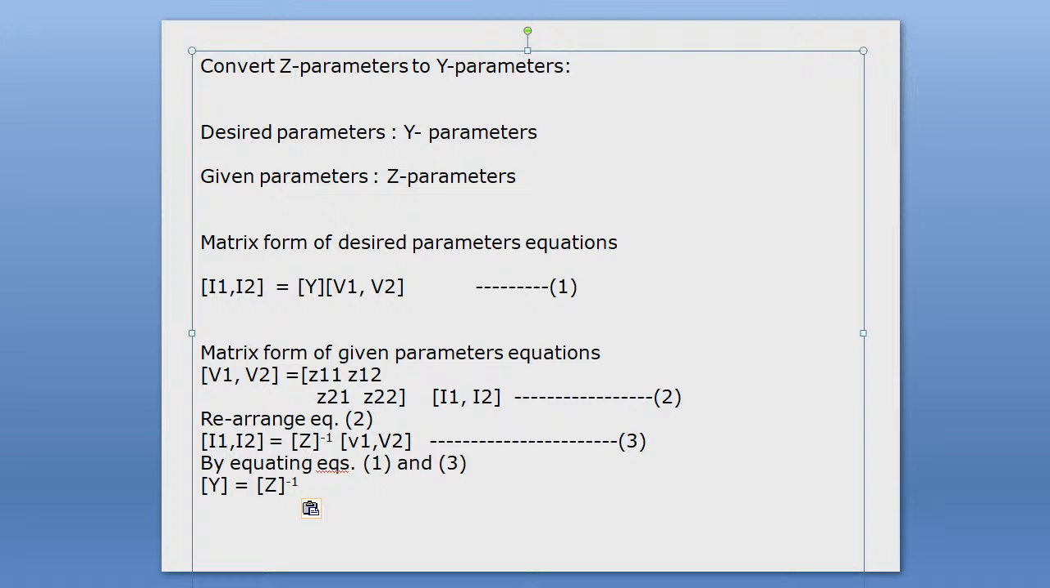After that, we have rearranged the given parameter equation in such a way that it is similar to the matrix form of equation 1. Then we make them equal by comparing equation 1 and 3. We can write the Y parameter is equal to the inverse of the Z parameters, and I hope all of you know the procedure for calculating the inverse of a matrix.